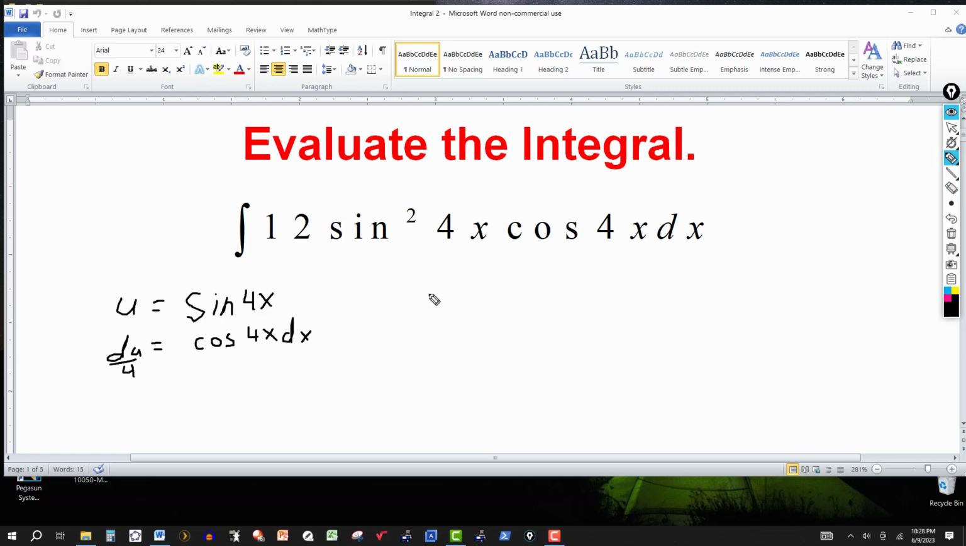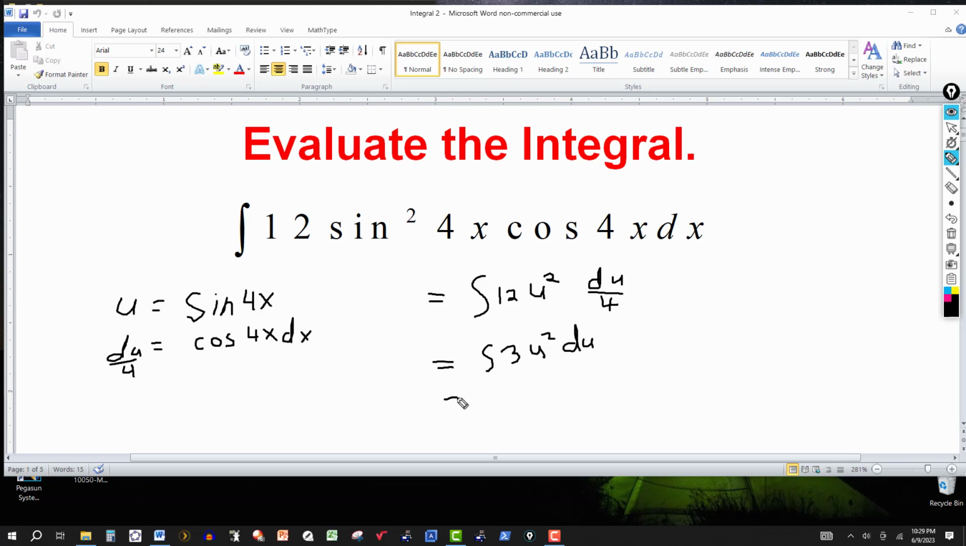And then we just transform this integral into one involving u. So it's the integral of 12, and then it's sine squared of 4x, but sine of 4x is the u. So I'll just write u squared here in place of sine squared of 4x. And this cosine 4x dx is replaced by du over 4. And we divide the 12 by 4, and we get 3 u squared du.